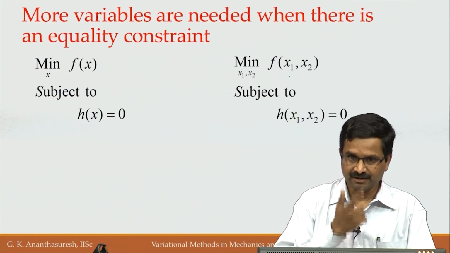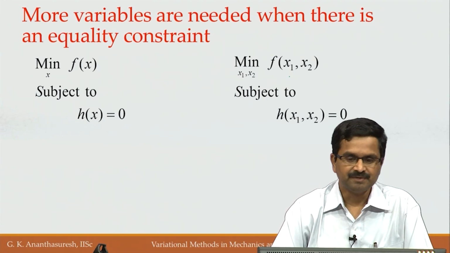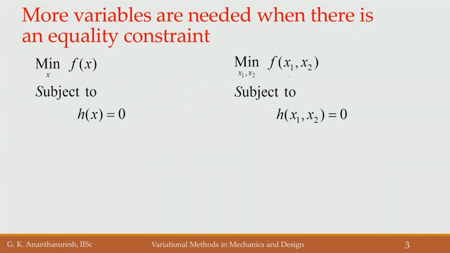So, let us look at a problem: minimize f of x. As we see here, we are minimizing a function f of x with respect to x subject to an equality constraint. Is this a properly posed problem? That is a question we ask. Does it make sense? Let us look at that.